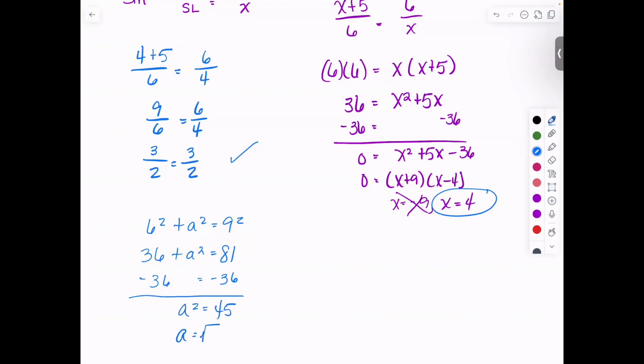A equals root 45. And I could break that down into root 9 and root 5 to make that 3 root 5 equals A. And that's your final answer for that. So A is 3 root 5. Our X is 4, and that particular problem is done.